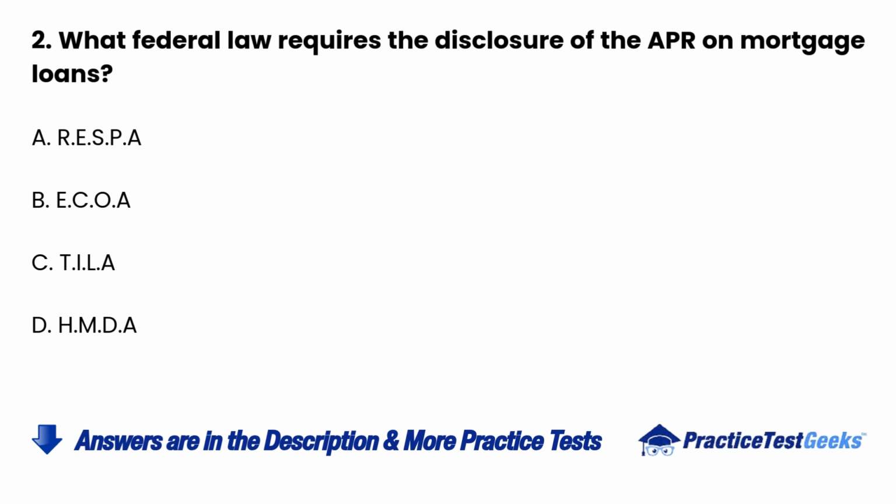2. What federal law requires the disclosure of the APR on mortgage loans? A. RESPA. B. ECOA. C. TILA. D. HMDA.